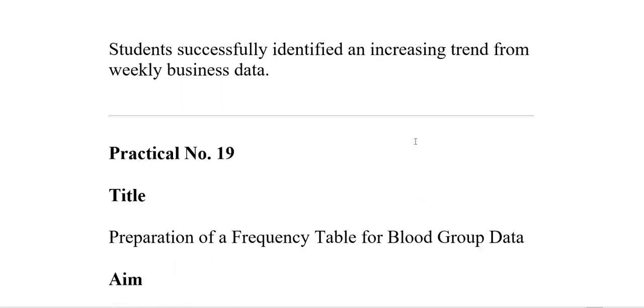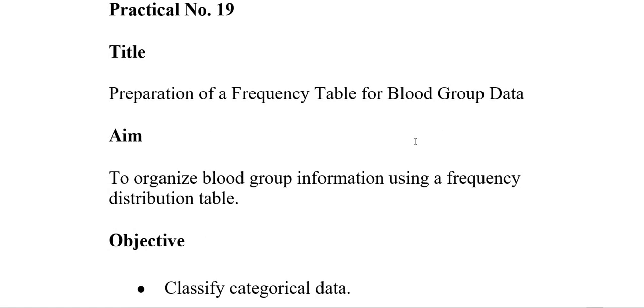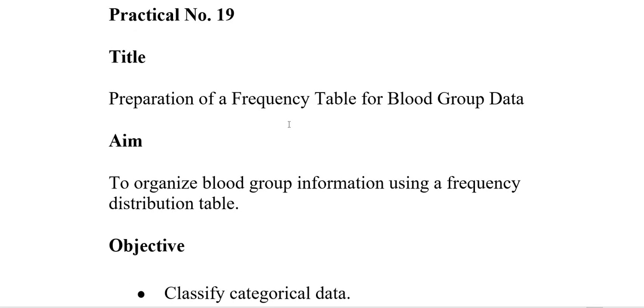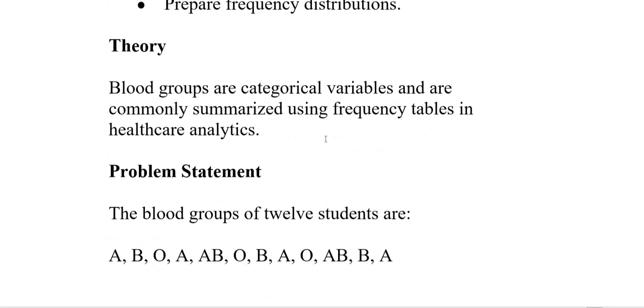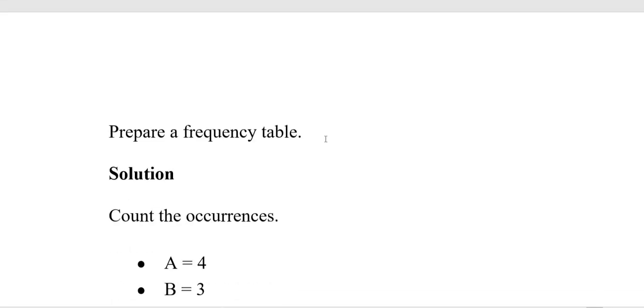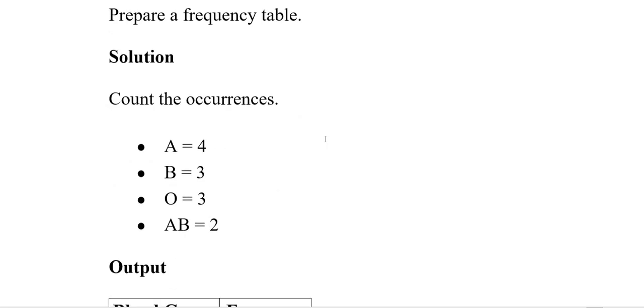Now going to question number 19. Again we have to find a frequency table. We have to build the frequency table. You have to make the frequency table. For which? Blood group data. Yes, we have to make the frequency table for blood group data. So here are given the blood groups of 12 students. We have to prepare the frequency table.